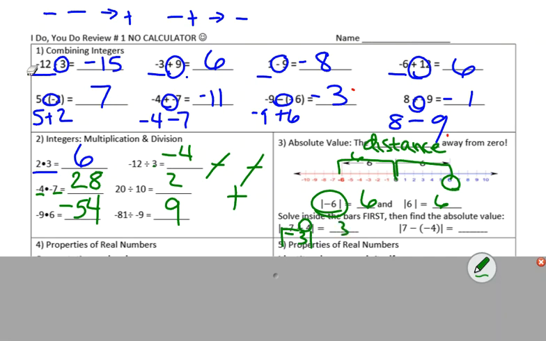All right, the absolute value of 7 minus a -4, we're going to dump our doubles. So we have 7 plus 4. 7 plus 4 is going to be 11. The absolute value of 11 is just 11.